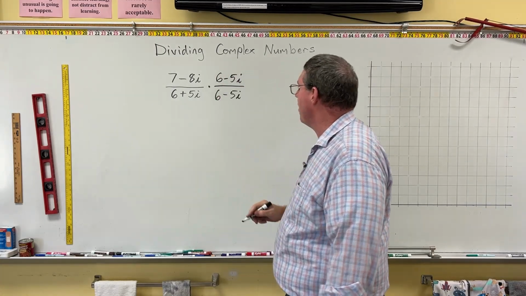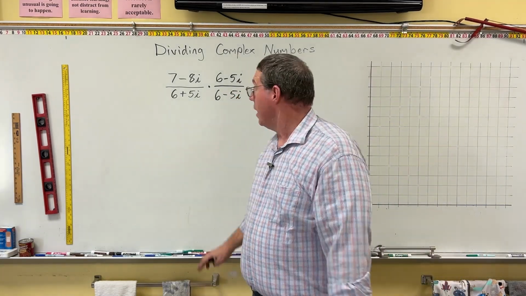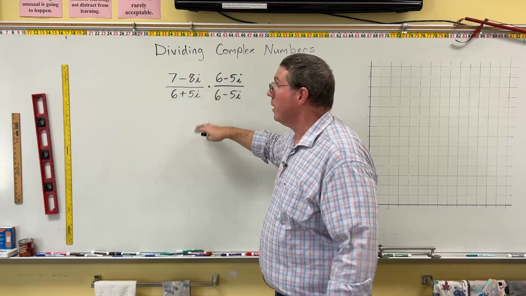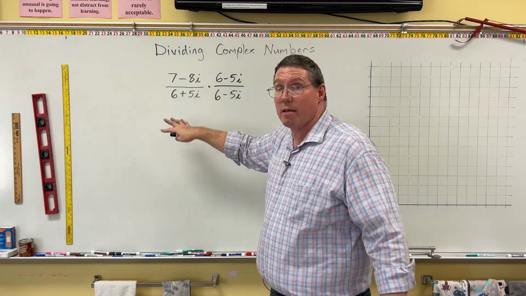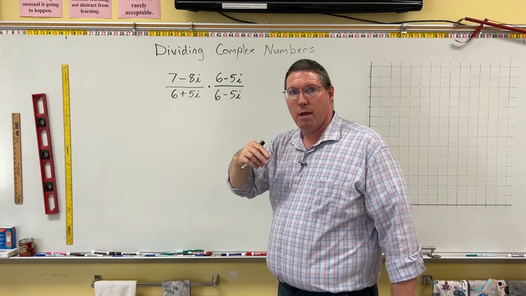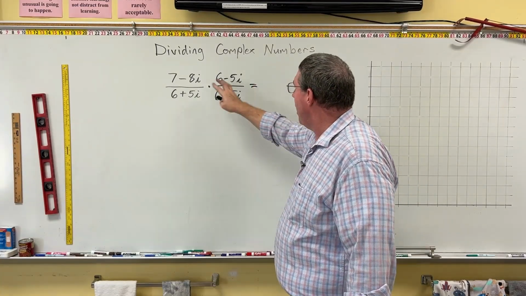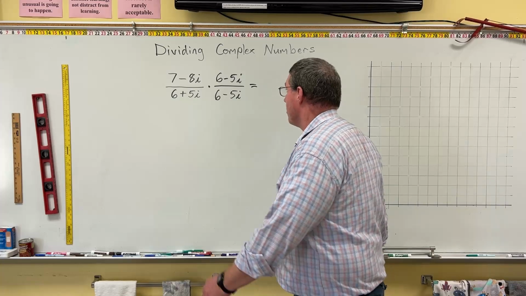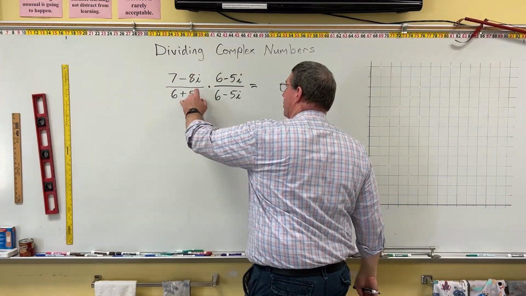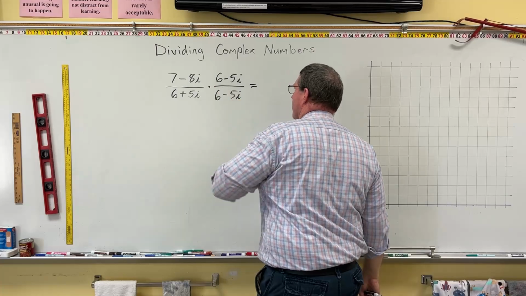See, 6 minus 5i divided by 6 minus 5i equals 1. And if I multiply this by 1, it'll have the same value as this. And that's all I really want to do: change the form of this so that it looks like a complex number. Now, to multiply, we now have two fractions. To multiply a fraction times a fraction, you just do numerator times numerator and denominator times denominator.